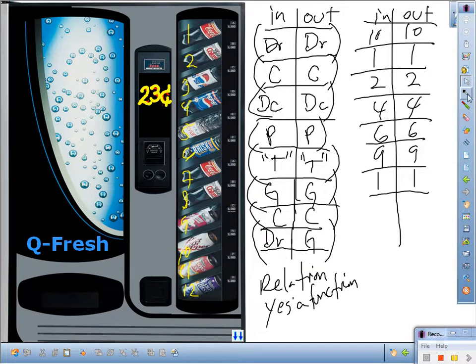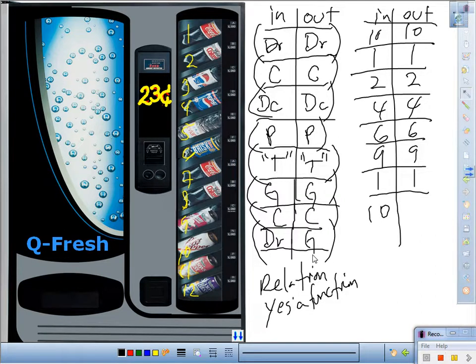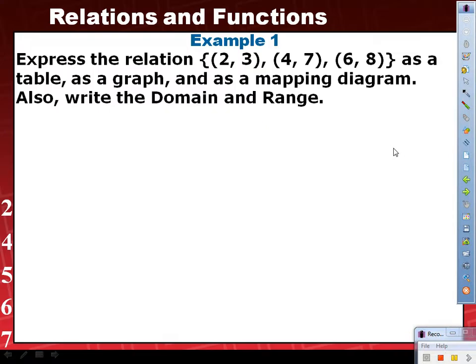Dr. Pepper, which is a what? A 10. What's supposed to be the output? 10. And what did I get out? A 9. So therefore, for 10, we have how many different outputs? A 10 and a 9, 2 different outputs. That's why this is not a function. As soon as you have 2 different outputs for one input, not a function. You understand? All right.